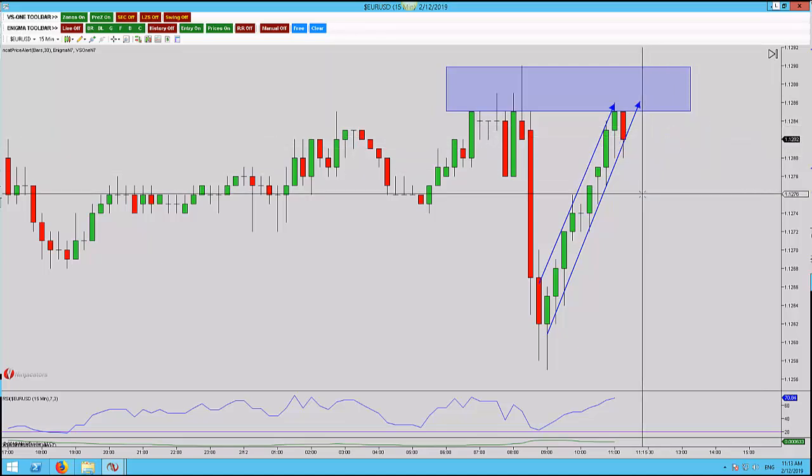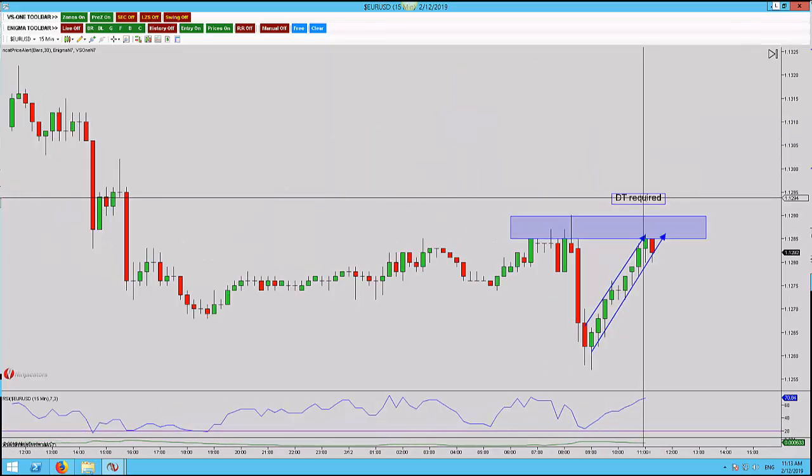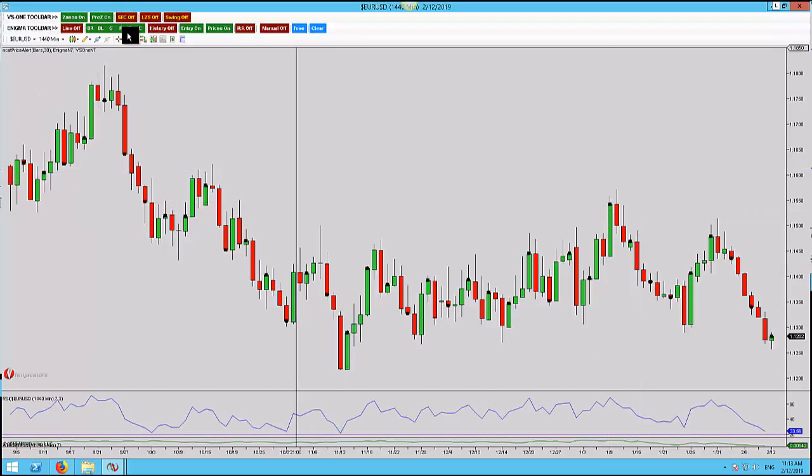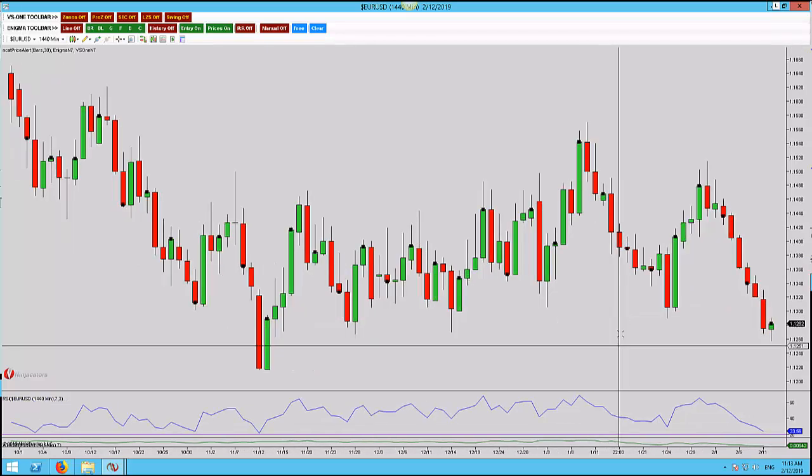Or not. Now, what I want to do is I may end up getting an entry not on this 15-minute candle, but maybe on the next one. So I am just going to talk through the higher time frame analysis.